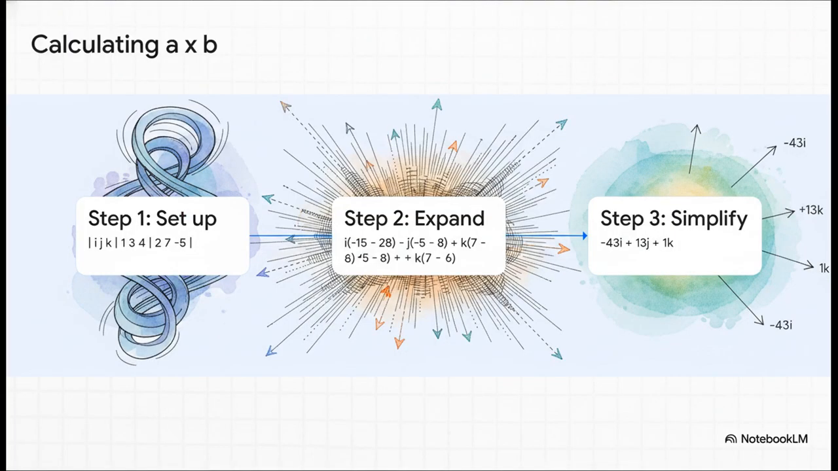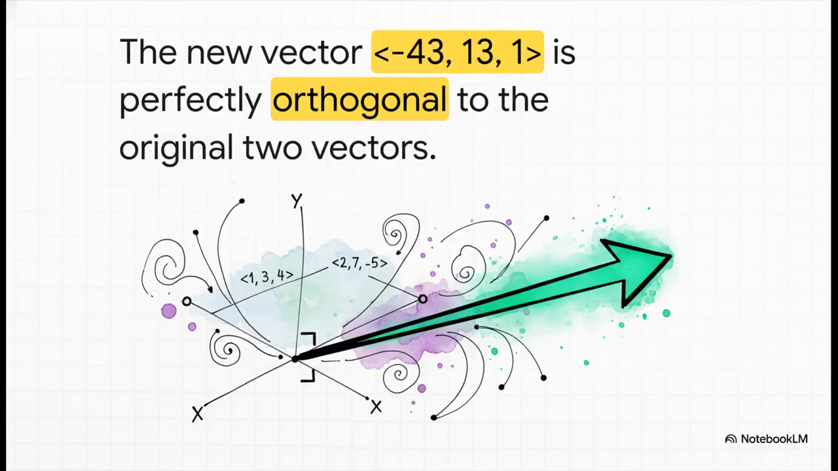So we set up our determinant, just like we learned. For the i component, we get 3 times negative 5, which is negative 15, minus 4 times 7, which is 28. That gives us -43i. Now for the j part, and remember that minus sign. It's minus j times (1 times negative 5 minus 4 times 2). That whole thing becomes minus j times negative 13, so it flips to a positive 13j. Finally, for k, it's 1 times 7 minus 3 times 2, which is just 1k. And boom, there it is, the vector (-43, 13, 1). This is the one and only vector in the entire universe that is perfectly mathematically orthogonal to the two vectors we started with. Pretty cool, right?